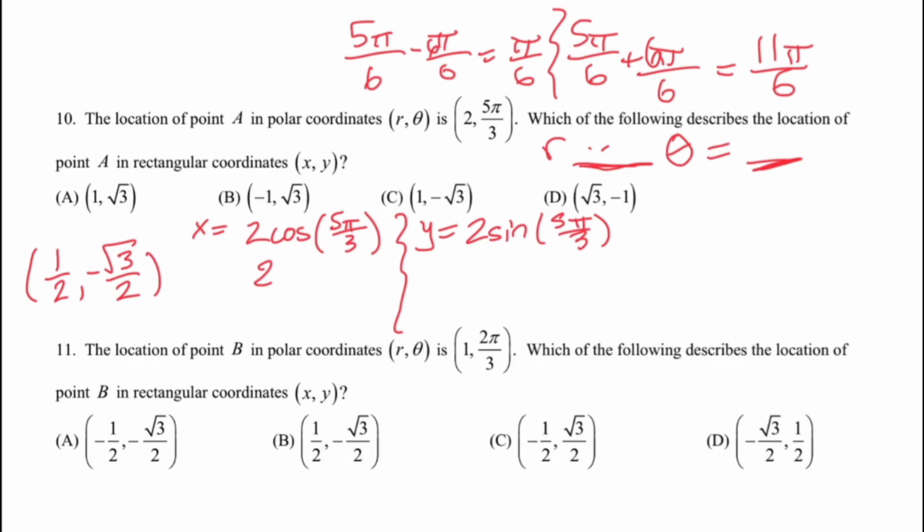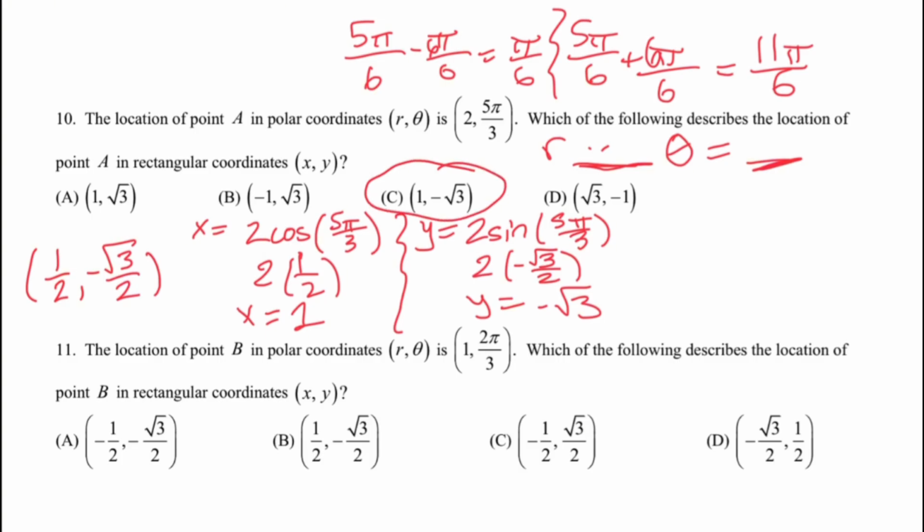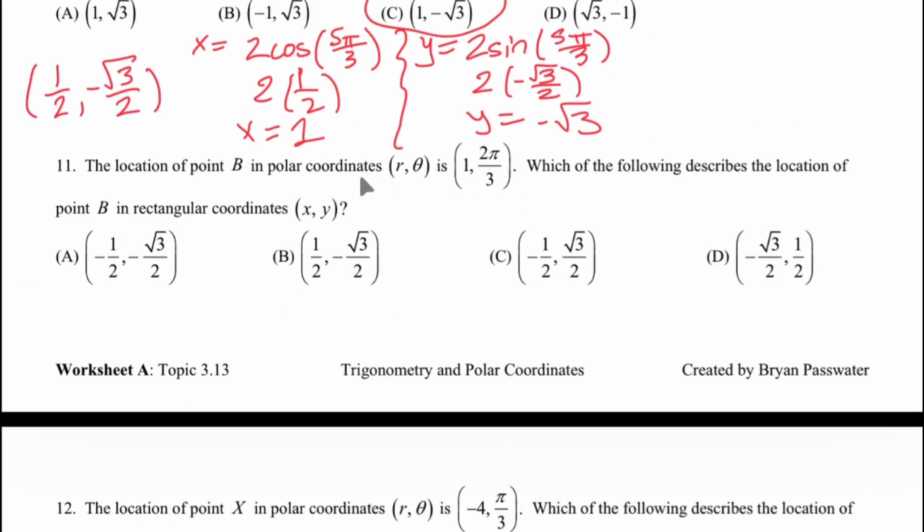So cosine is x, so that's 1/2. So x is 1 times 1/2, and y is going to give 2 sine of that. What's this? That's sine, so don't forget the negative sign. That's going to give us, you just multiply, so the 2's cancel out, so negative square root of 3. Our answer is C. 11 does the same thing, polar to rectangular, so we just do that there.